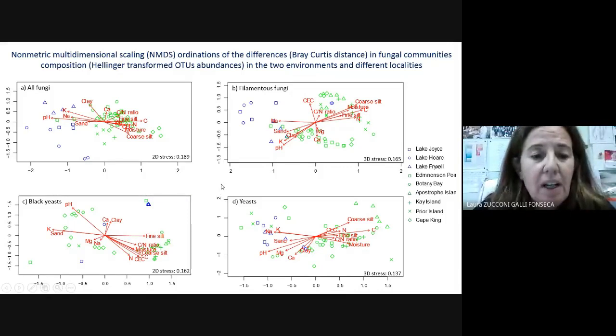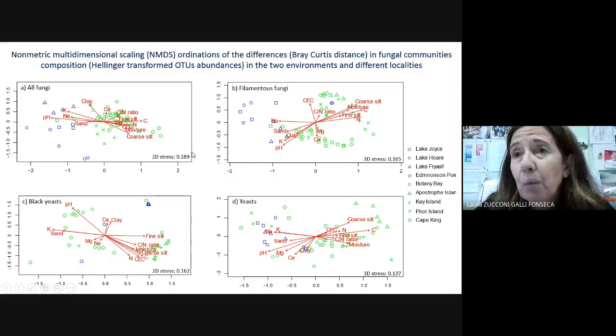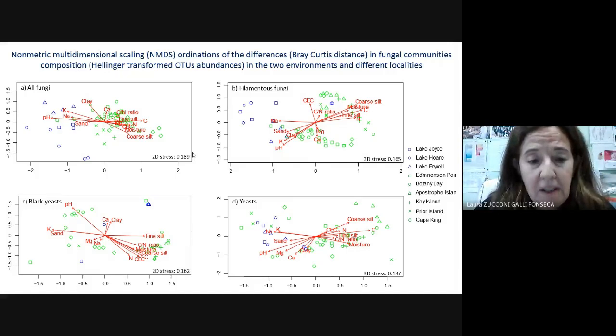The composition of the total fungal communities and the different growth forms categories are well differentiated among the localities, and this result agrees with what I told you at the beginning. So it's in agreement with the absence of a core community among the localities studied.